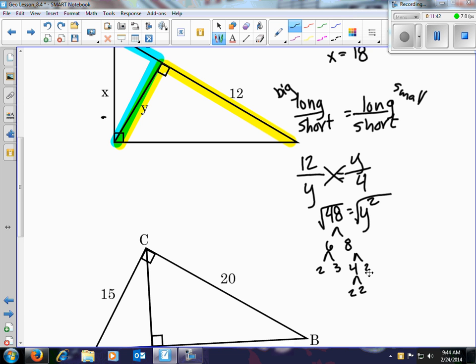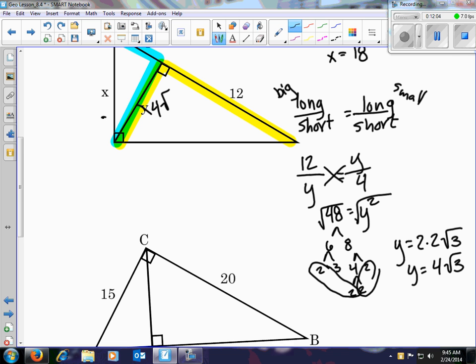So I'm looking for pairs. I have a pair here, I also have a pair here, and I have a 3 left over that doesn't have a pair. So my y is going to equal 2 times 2, because that's the number that's circled, times the square root of 3. So y is equal to 4 radical 3. So right here is 4 radical 3.